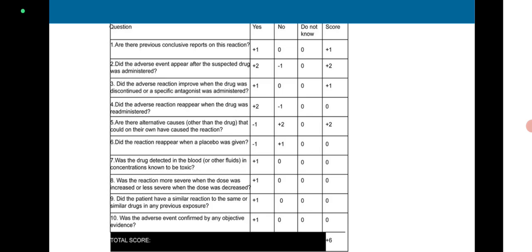Next question: did the patient have a similar reaction to the same or similar drugs in any previous exposure? If the answer is yes, +1. If the answer is no, or if we don't know the answer, we give 0 marks.